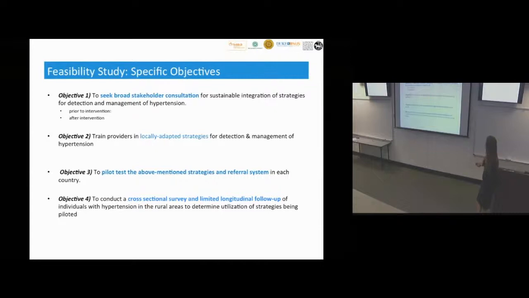Our objective 2 for the feasibility was to train the providers in locally adapted strategies for reduction and management of hypertension. For this one, we've got the curriculum. We did a COBRA intervention, for example, and trained the providers before. There's a home health education curriculum for the community health workers, and there's going to be a curriculum for the physicians. The community workers will go and measure the blood pressures and all of that. But these curricula had to be adapted to the local settings.